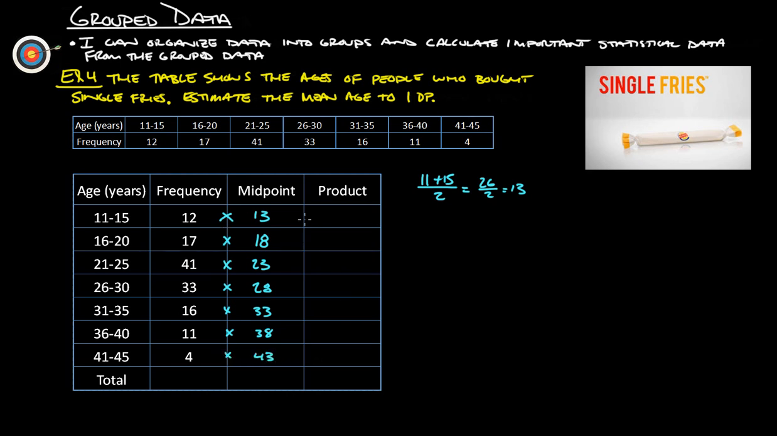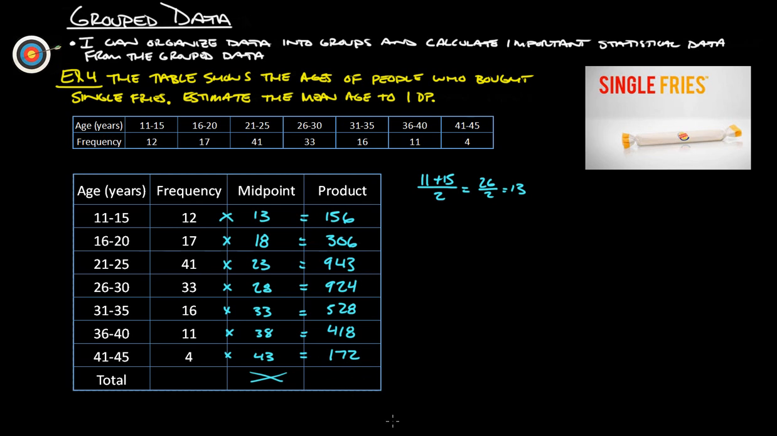Okay, then we'll multiply these all out and we will get our product for each one of these. I'm going to go do that and then we'll come back and talk about what to do with it from there. Okay, here's all our products, and the totals for these. The total for the midpoint isn't really going to help us much, but the total for the frequency and the total for the product, that's going to help.